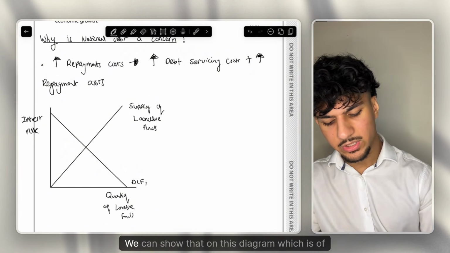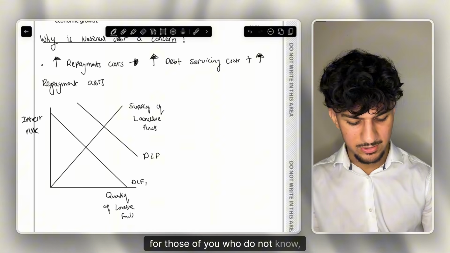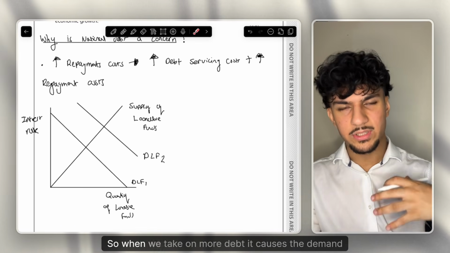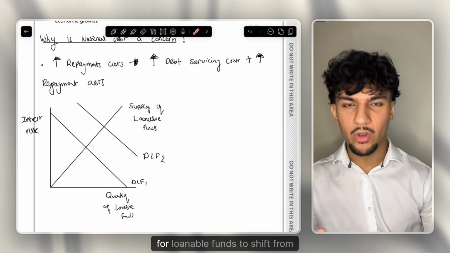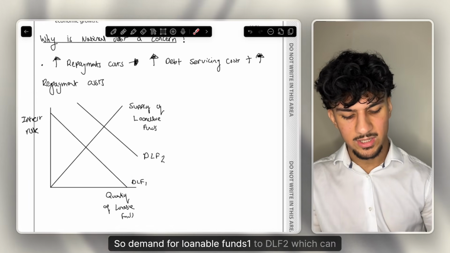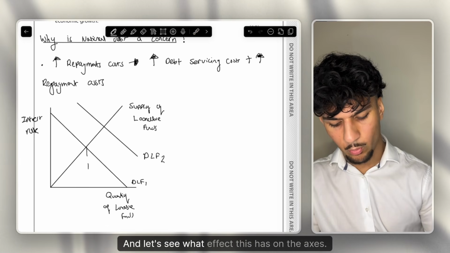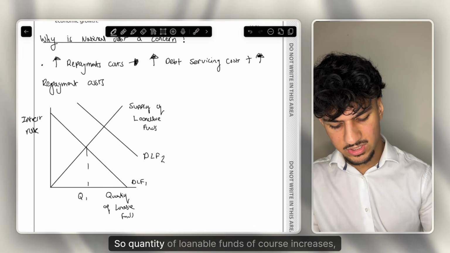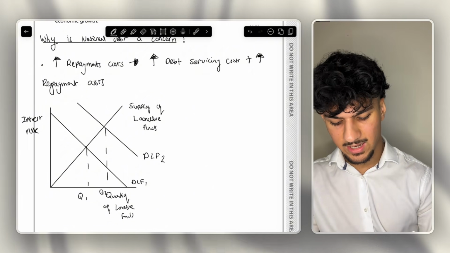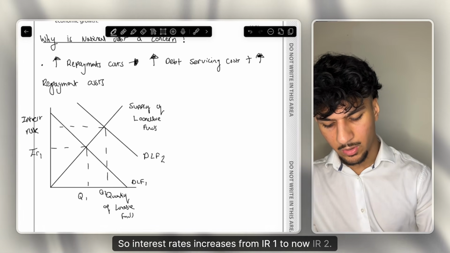And how can we show that? We can show that on this diagram, which is of course for those of you who do not know, the crowding out diagram. And what does this show? So when we take on more debt, it causes the demand for loanable funds to shift from DLF1, so demand for loanable funds 1, to DLF2, which we can show by outward shift there. And let's see what effect this has on the axes. So quantity of loanable funds of course increases, but then the main axis, which is the y-axis, let's see what happens there. So interest rates increases from IR1 to now IR2.